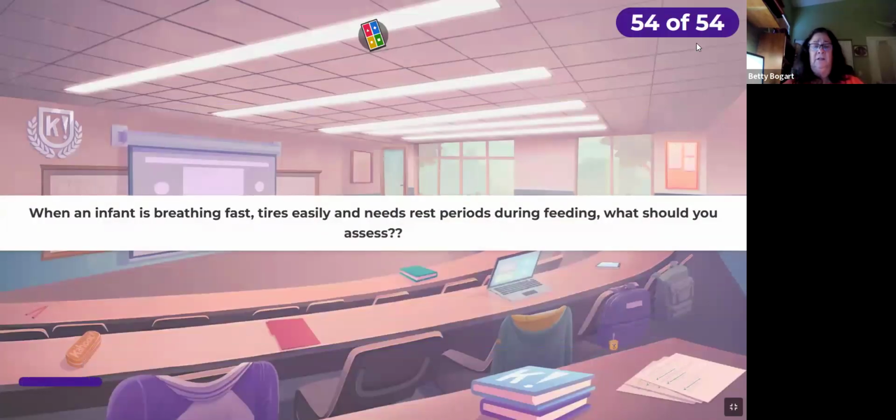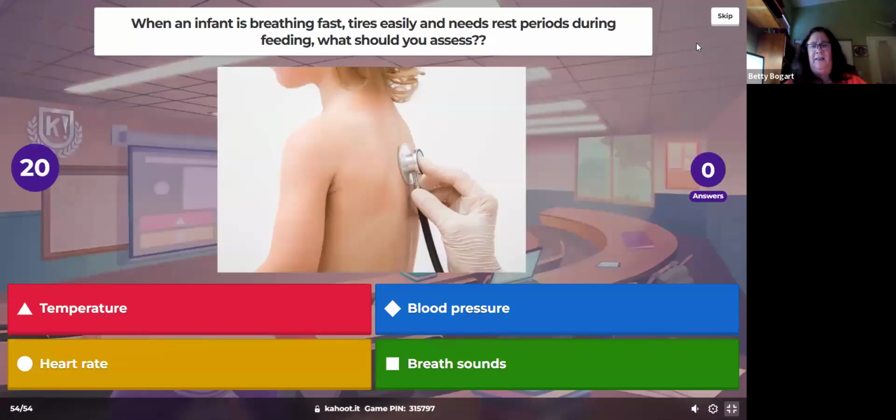And last question, guys. When an infant is breathing fast, tires easily, and needs rest periods during feedings, what should you assess? What is going on that's causing this?